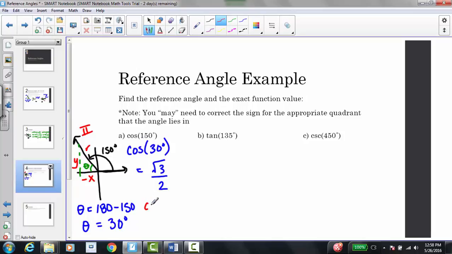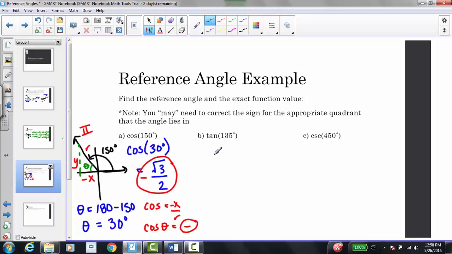And cosine is x over r. So if my x is in a negative direction, so I have a negative x, this tells me that the cosine of theta in quadrant 2 is going to be negative. So I need to make sure that I change my answer to a negative root 3 over 2.